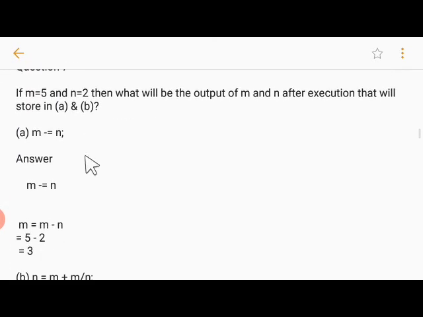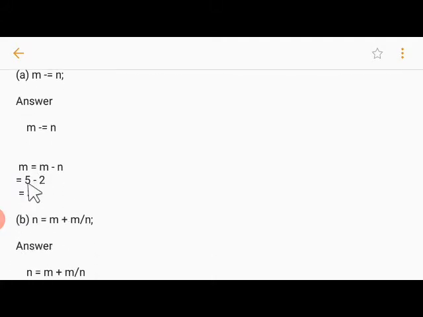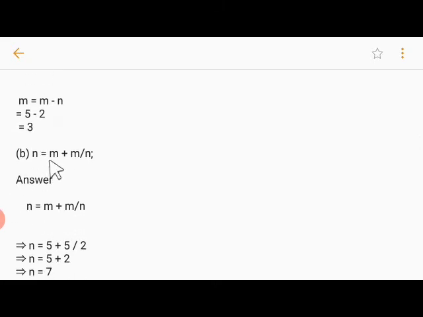So now students, what do we need to do here? We place the values, but before placing the value we need to expand it. So m -= n will be written as m = m - n. So m will have 5 and n is having 2, right? So 5 minus 2 will give us what? 3.